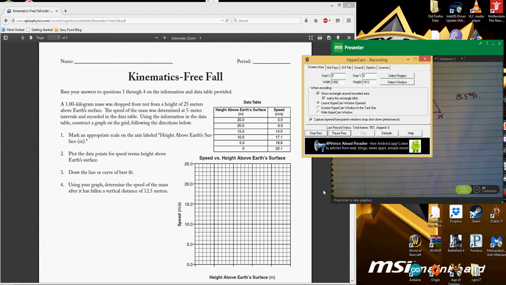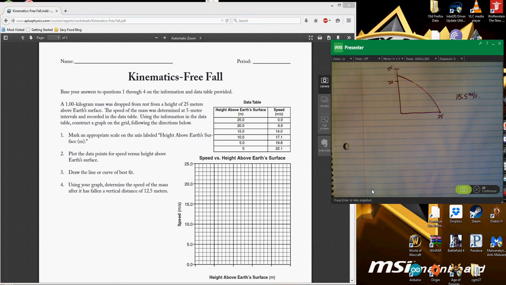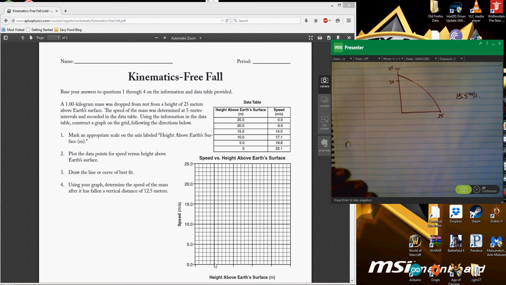Alright, the next tutorial is over the kinematics freefall. So, questions 1, 2, 3, and 4, you should have just been able to give the height above the Earth's surface, so you should have the appropriate scale, which would be 5, 10, 15, 20, 25. Then for number 2, you're going to plot the data points for the height, and you should have had a curve that curves up in this general direction like this.